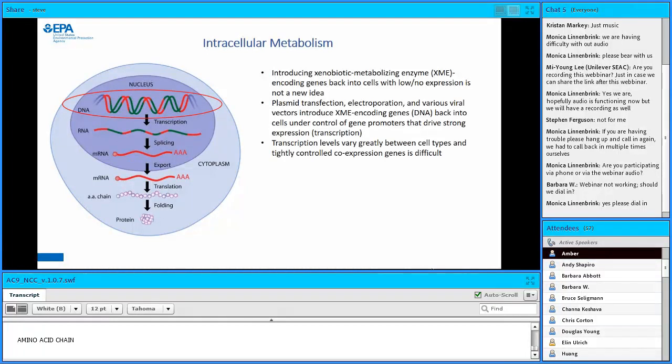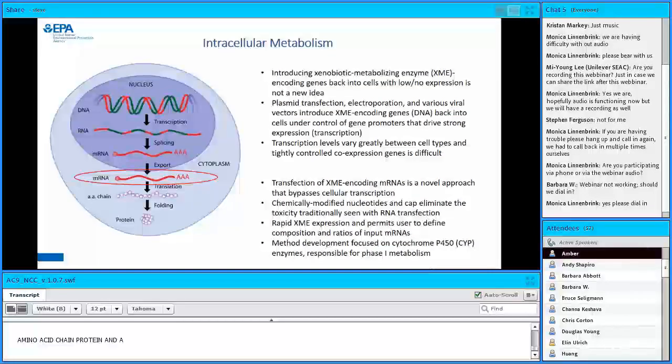So there's a number of reasons we wanted to do something a little bit different. And in the interest of time, because we lost a little bit of time at the beginning, I'm going to gloss over some of this. But the method that we're taking here is to transfect XME encoding, or that's xenobiotic metabolizing enzyme encoding mRNAs. It has a number of advantages, but the main one is that we bypass transcription.